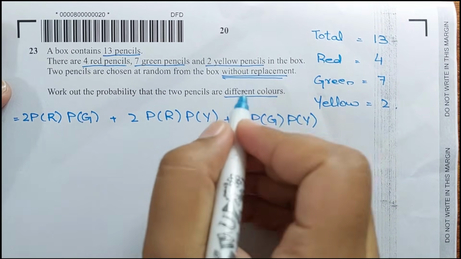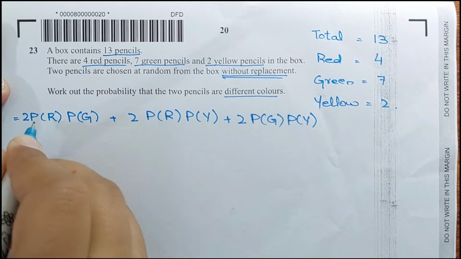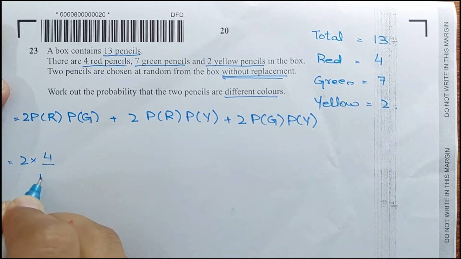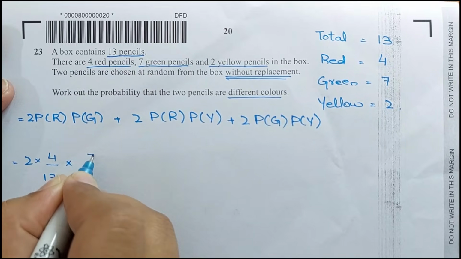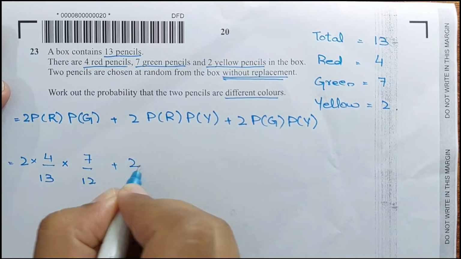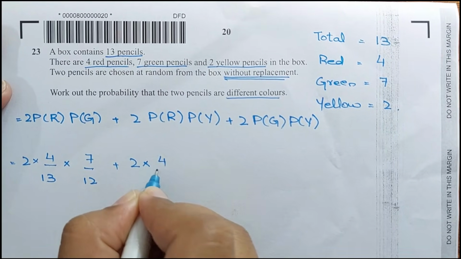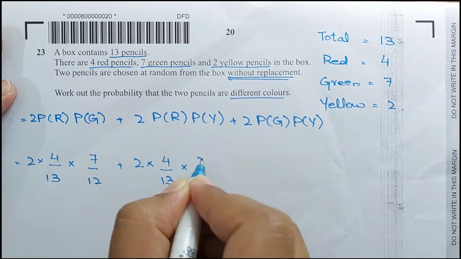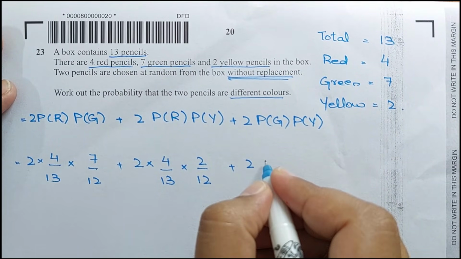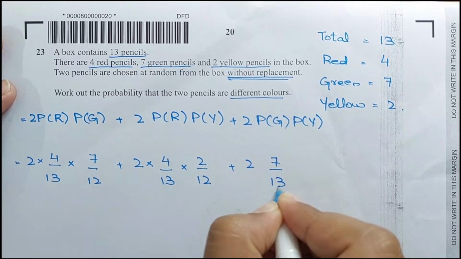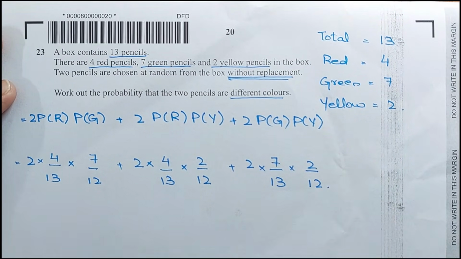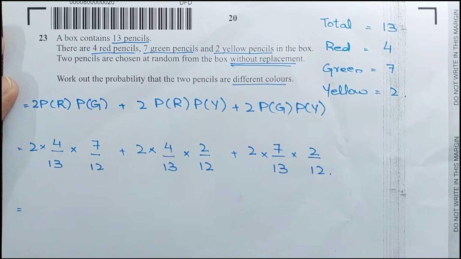Okay, and keep in mind that it is without replacement. So it is two times. If the first pencil is red, so four pencils are red out of 13 pencils, and the green pencils are seven. Now 12 pencils are left without replacement. Plus 2 into the red pencils are 4 out of 13, and the yellow pencils are 2. Now 12 are left. Plus 2 into the green pencils are 7 out of 13, and yellow pencils are 2 out of 12.